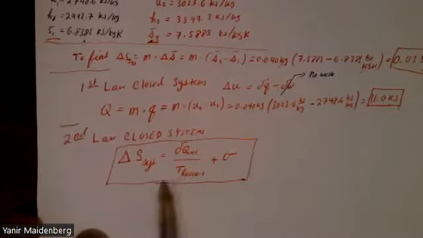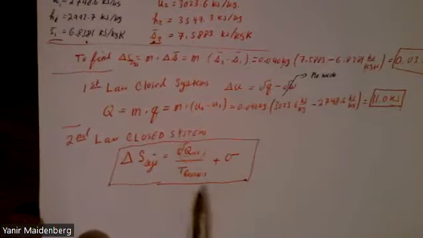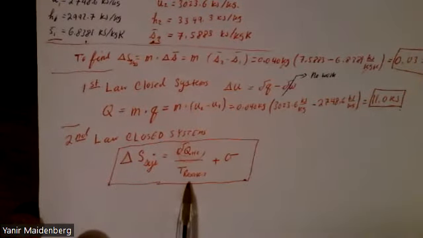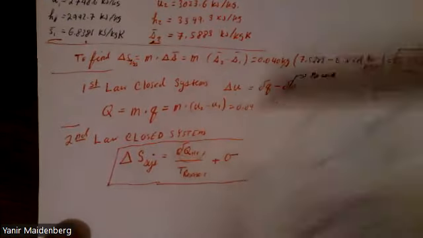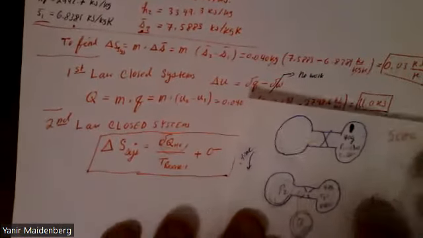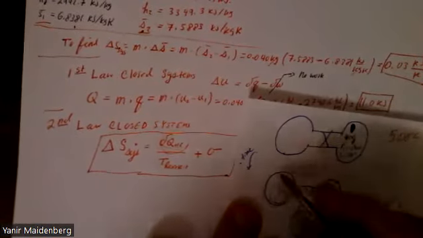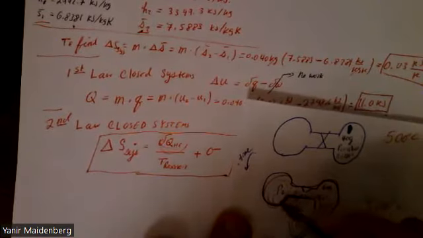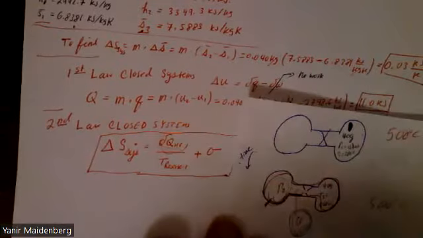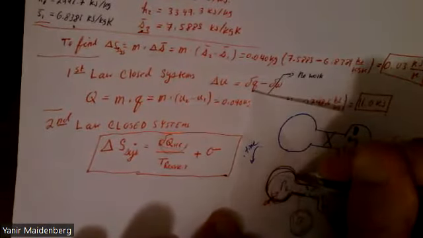This is the most general form for a second law closed system. I didn't make any assumptions. It's always going to be delta S for your system, the heat transfer divided by the T of the reservoir, plus the entropy generation. Let's go back to that diagram here. This Q is the Q right here at the boundary. I'm looking at the Q directly at the red outline, as it's going in or out, whatever the process happens to be.